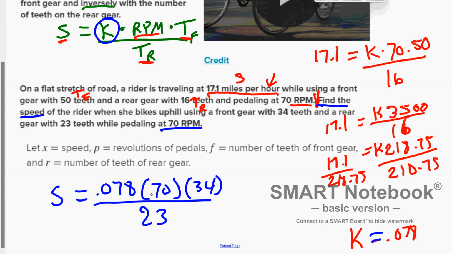So 0.078 times 70 times 34, divided by 23, equals 8.07, and that would be miles per hour. Okay, so we didn't need to do any conversion, so that's fine. I think the book sets it up as a proportion, and you could do that too, or you can just solve for k, plug in your k, and then plug in your other numbers. Okay.